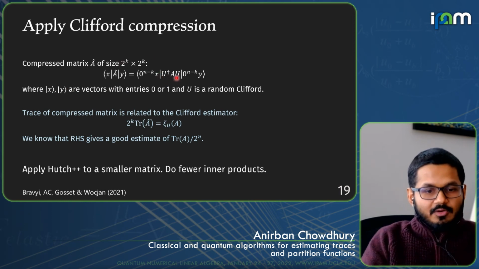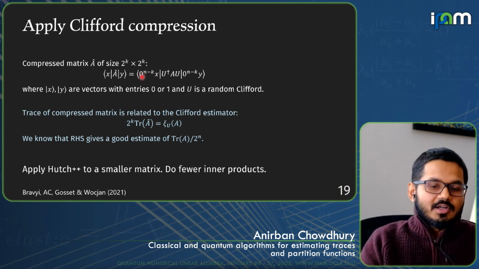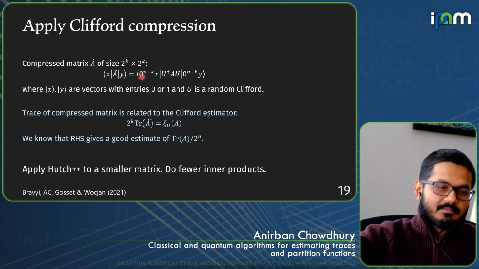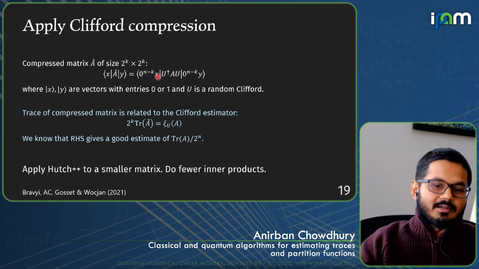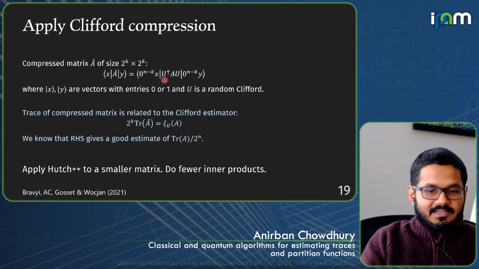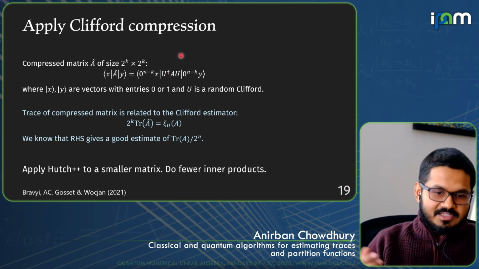This is defined from the original matrix A by thinking of having a vector x, pairing it with a bunch of zeros. So basically you have a 2 raised to n size vector, fix n minus k of those to be the 0 elements, and then let x be randomly 0 or 1. Same with y. So again, then you apply this U dagger, where U is your random Clifford operator from the previous slide.